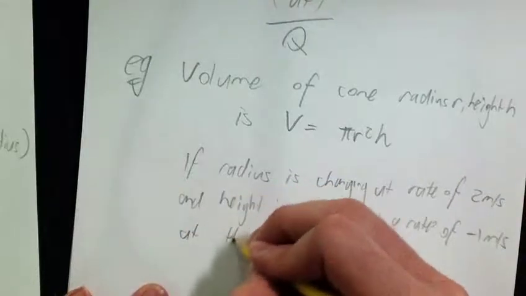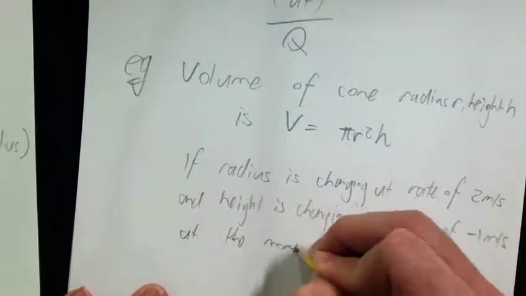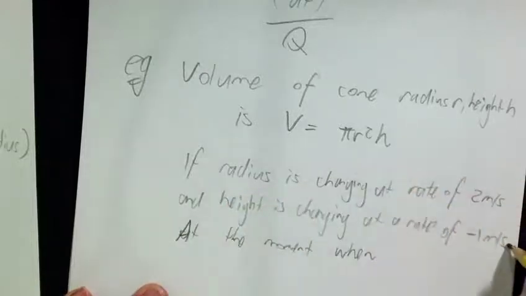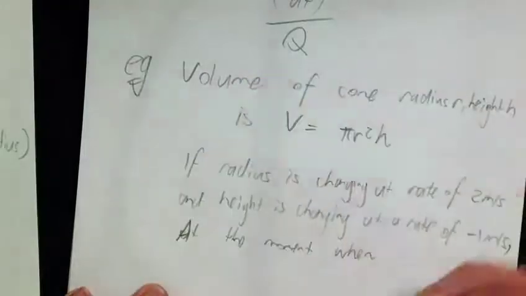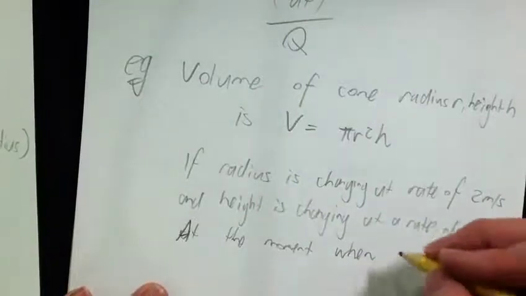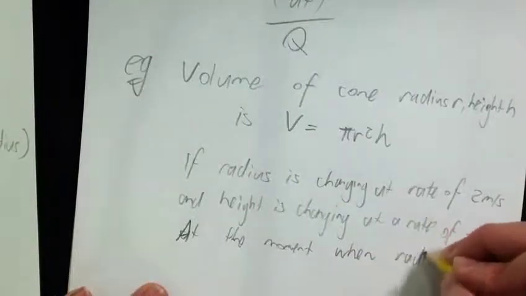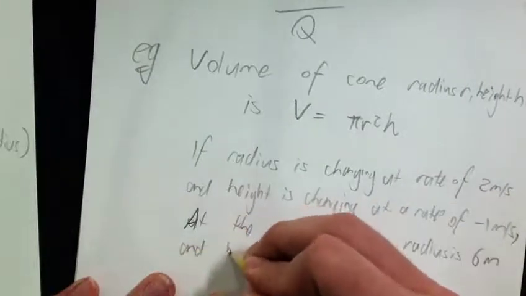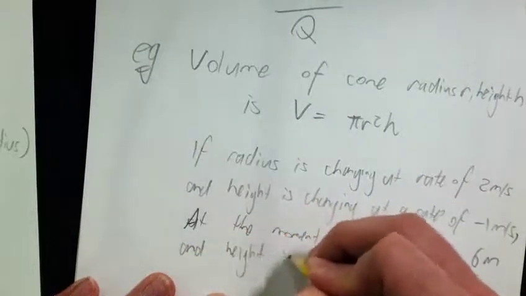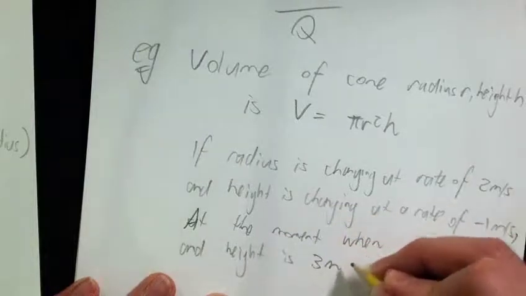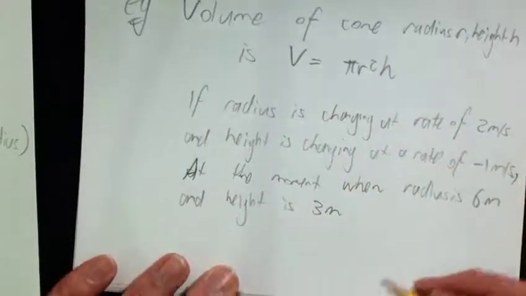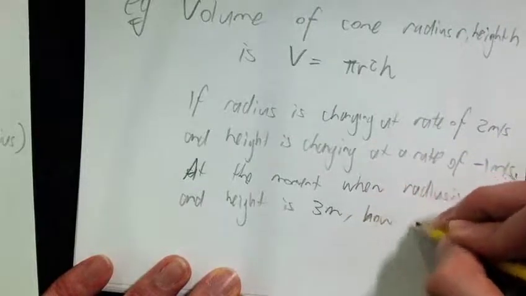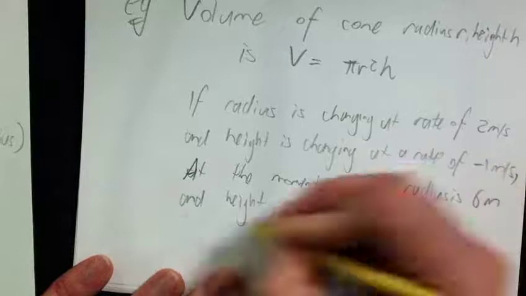At the moment, grammatically that is bad, I'm sorry. At the moment when radius is 6 meters and height is 3 meters, how fast is volume changing?